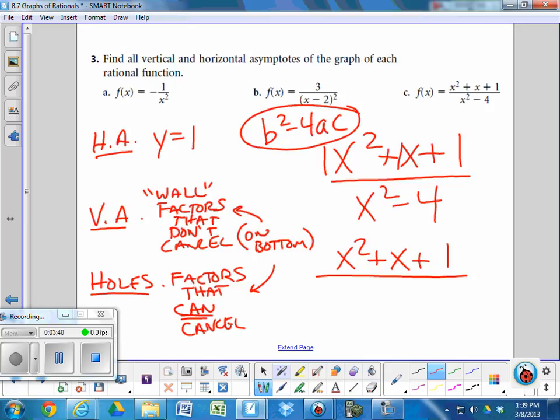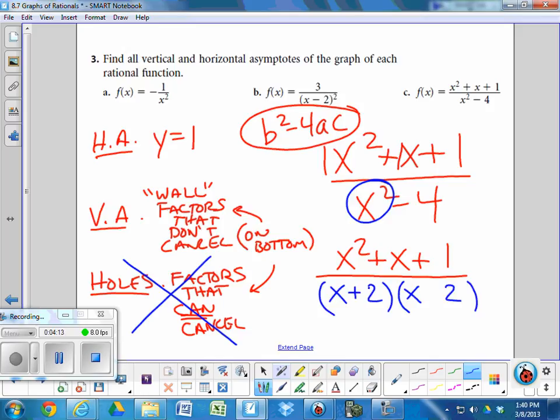So what does that eliminate from consideration if nothing can cancel? Holes. This graph will not have any holes in it. There might be a vertical asymptote. That's going to occur if the bottom can factor. Can it? Does the bottom factor? It's the difference of squares again. What times itself is x squared? X times x. What times itself is 4? 2. If it's the difference, you're going to need a plus and a minus.